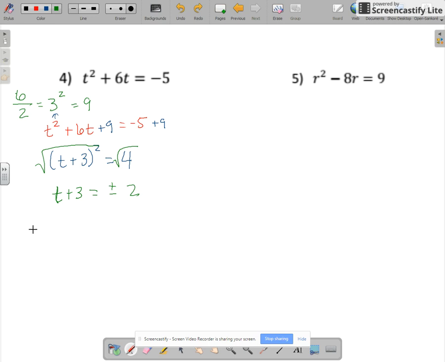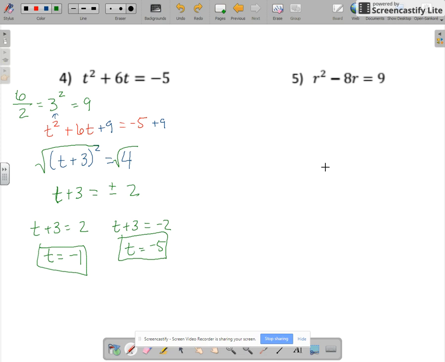We then set up our two equations just like when we were solving by square roots. We get t plus 3 is equal to +2, and t plus 3 is equal to -2. Subtract 3, we get t is equal to -1. Subtract 3, we get t is equal to -5. And there's our two solutions for t squared plus 6t is equal to -5.